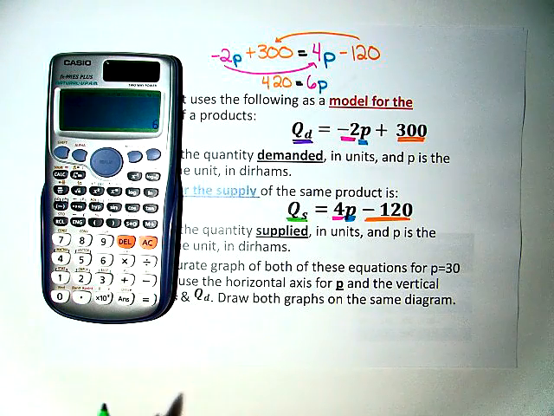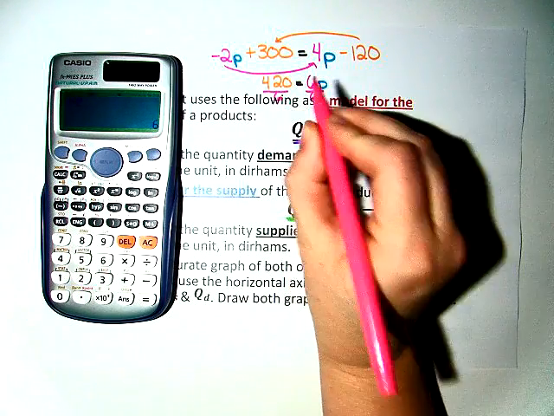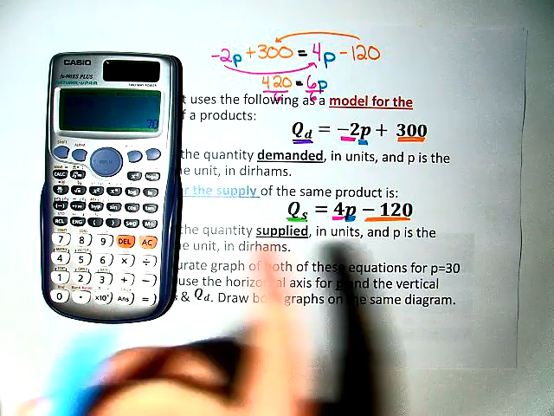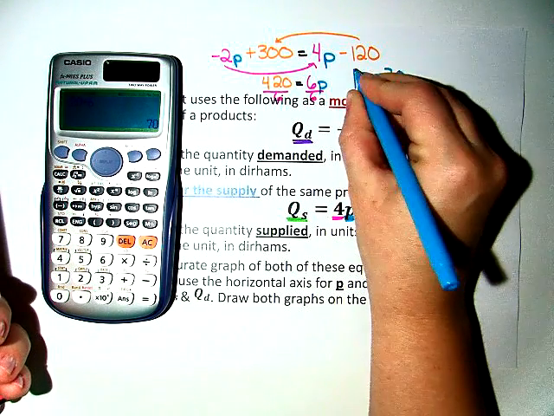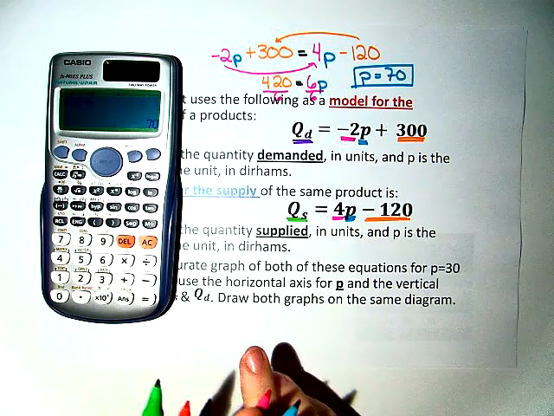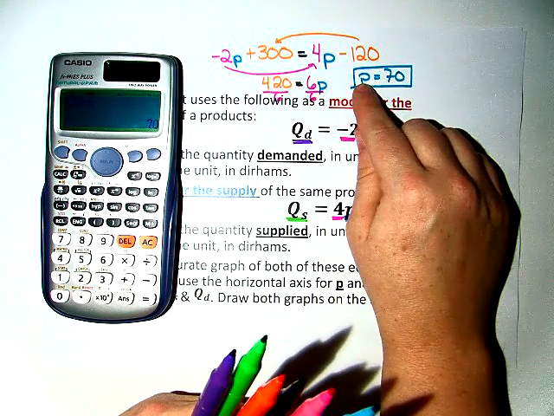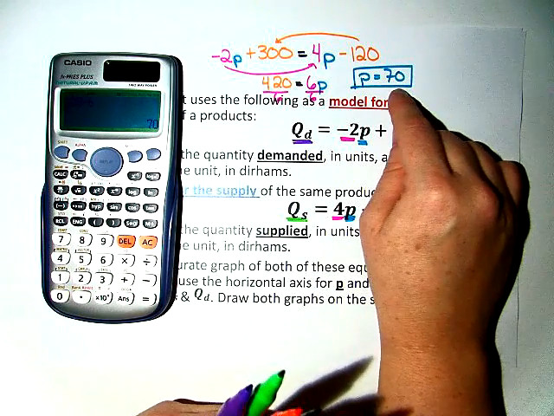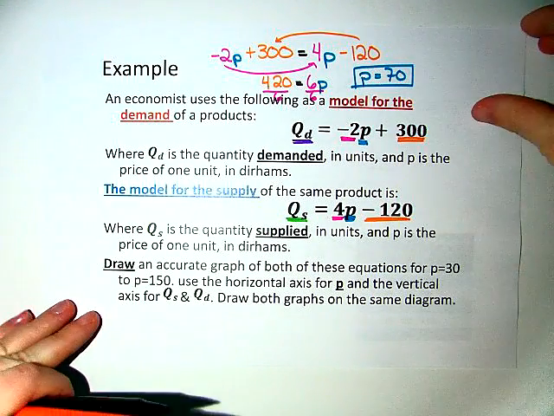Now to solve this, we need to divide both sides by 6. So 420 divided by 6 gives us 70. So 70 is the price of the item that we need to pay, because when we set the price of the item at 70, then we will sell the most for it. Let's go ahead and look at what this graph looks like when it's drawn out.